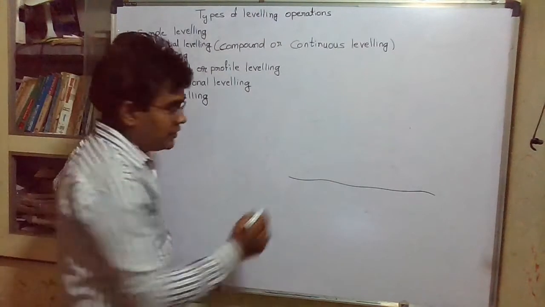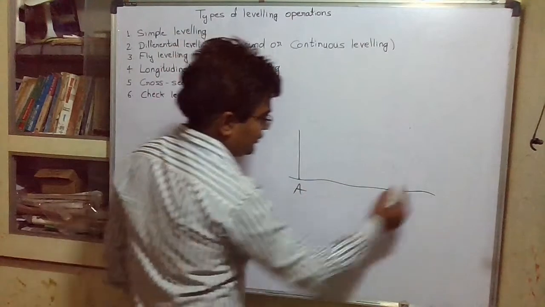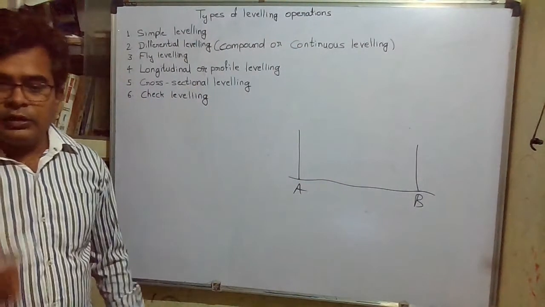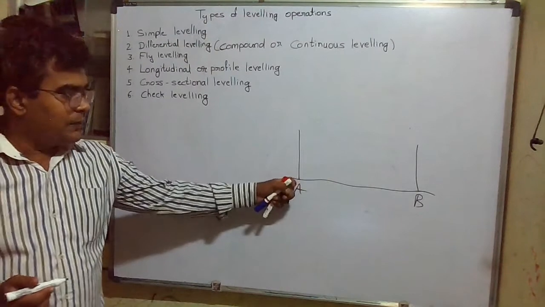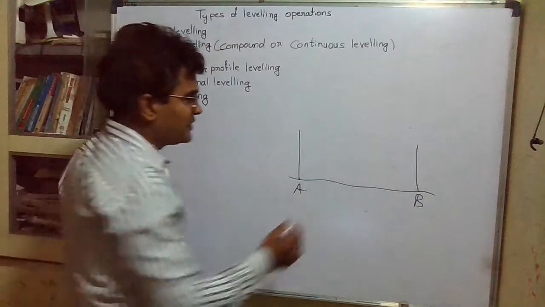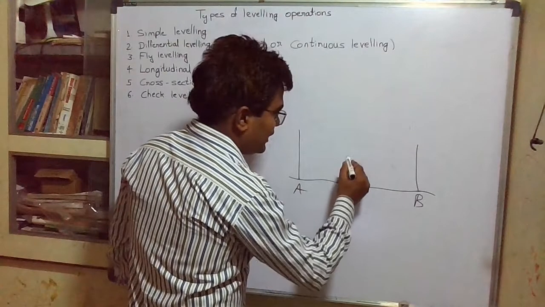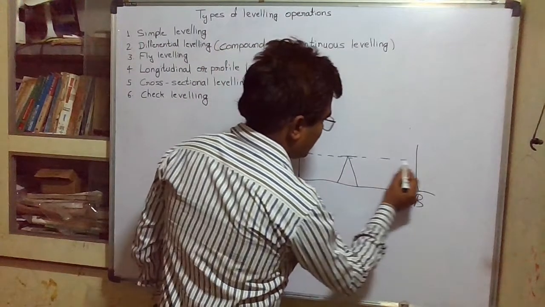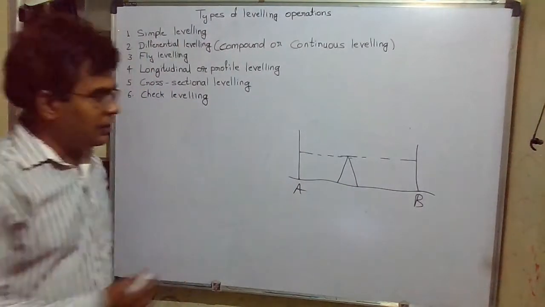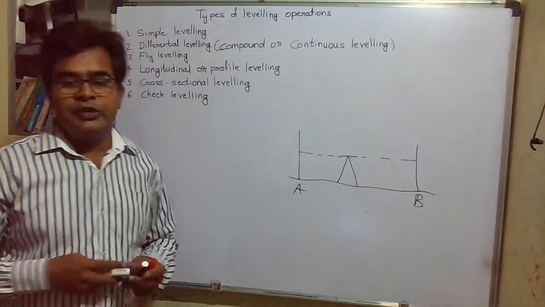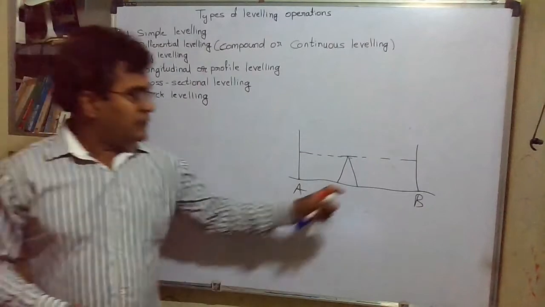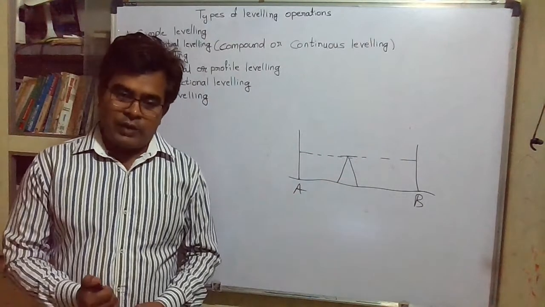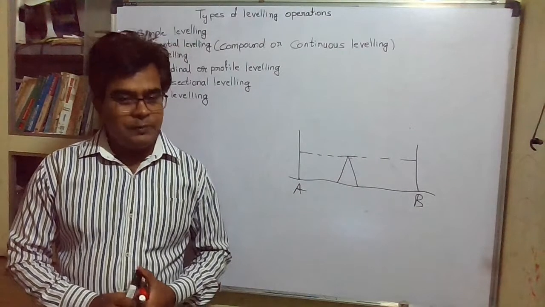Suppose there are 2 points, this is point A, this is point B, and we can find out the level difference between these 2 points just by simply setting the level midway between point A and B. This process of setting the level midway between any 2 points to calculate the level difference is called simple leveling.